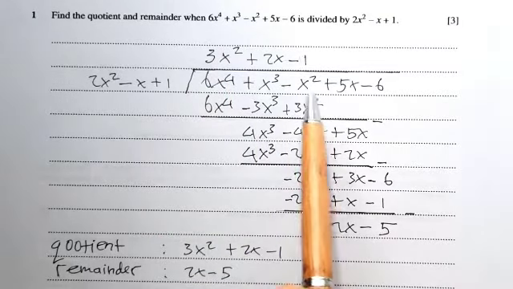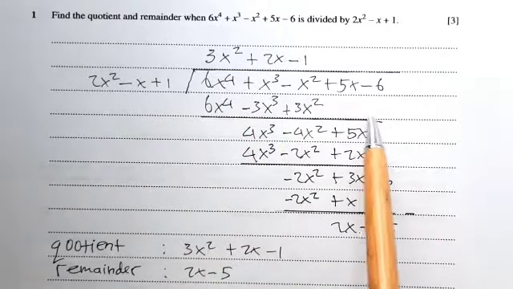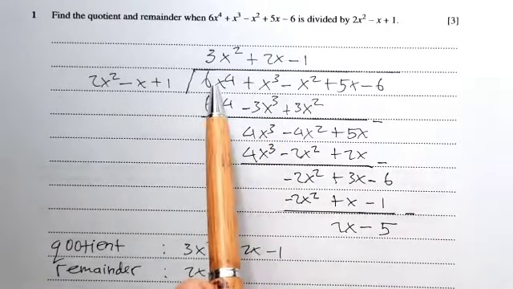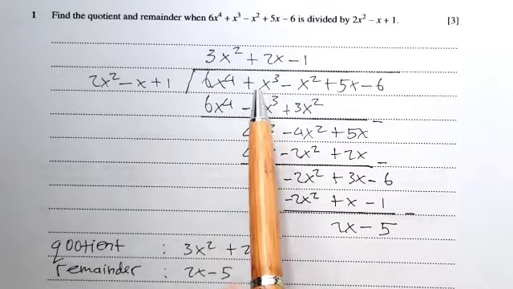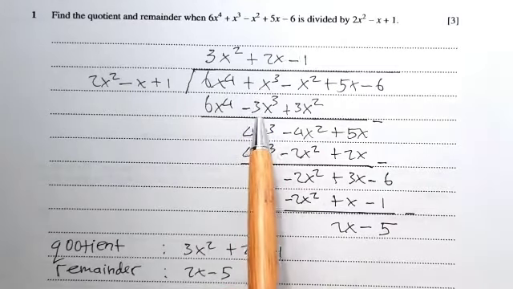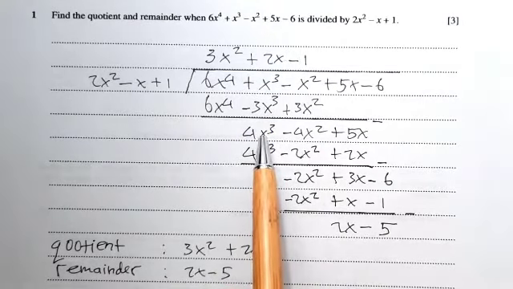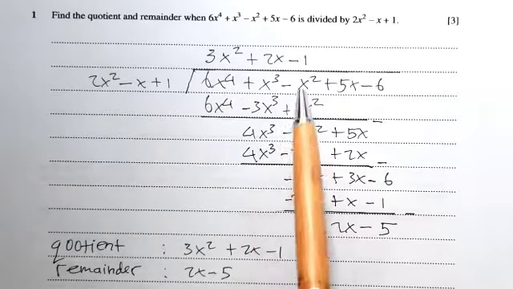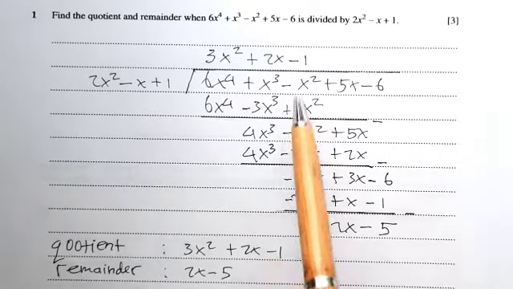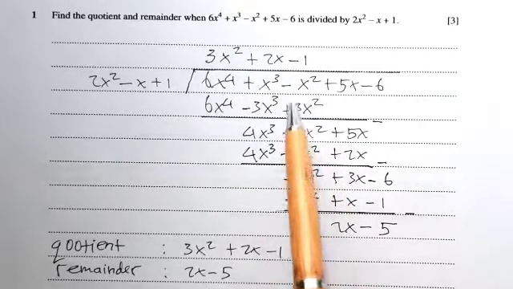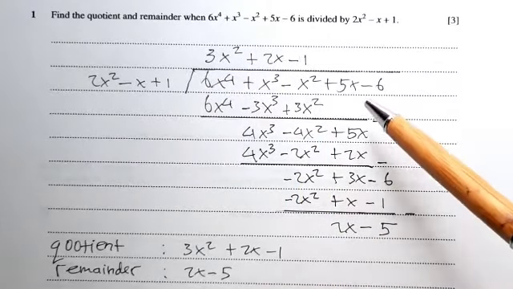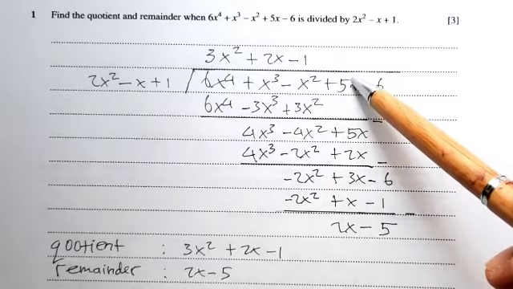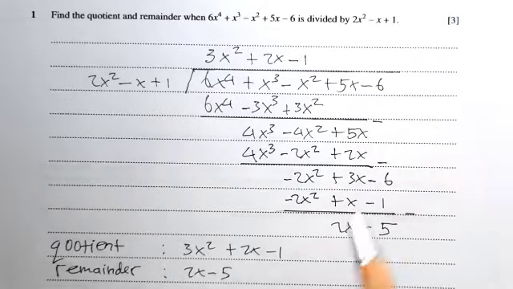Next step, this is subtracted from the dividend. 6x power 4 minus 6x power 4 is 0, x cubed minus 3x cubed, that is minus 2x cubed, and then minus x squared minus 3x squared, that is minus 4x squared, and then this term is moved down here, 5x.